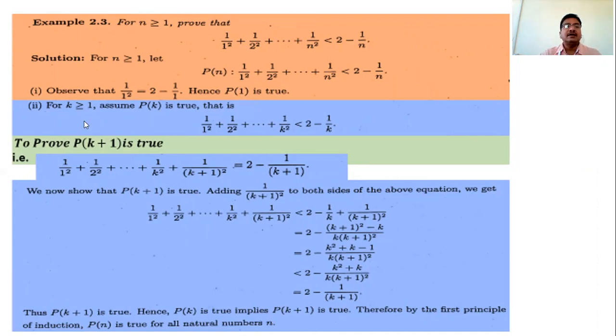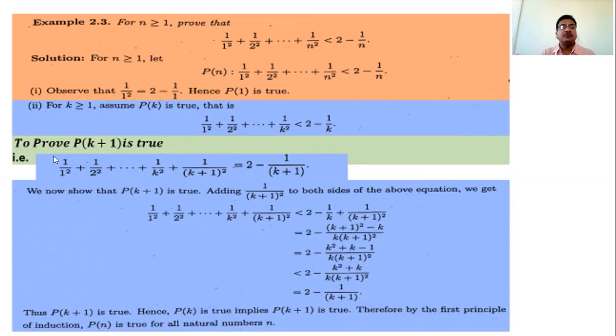Now, in the second step of mathematical induction, we assume that Pk is true. That is, substitute n equal to k in this statement. What do we have? 1/1² + 1/2² + ... + 1/k² is less than or equal to 2 minus 1/k. So this is your assumption. It's called the induction hypothesis.